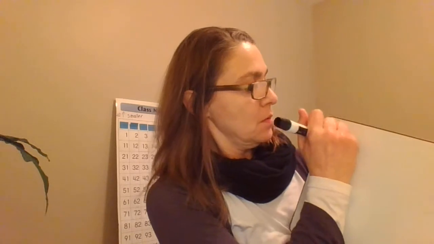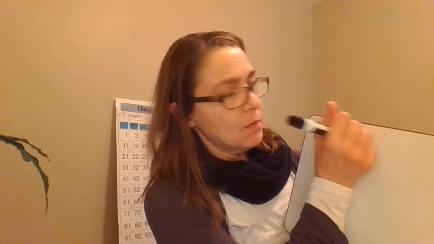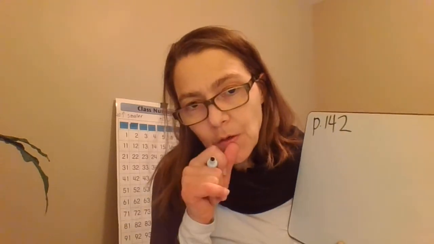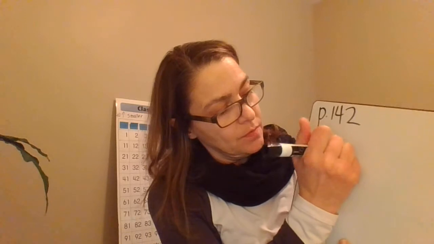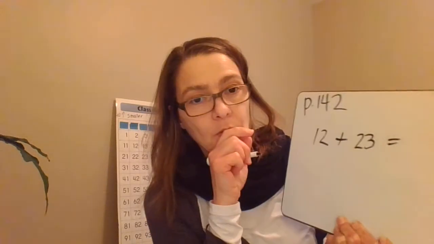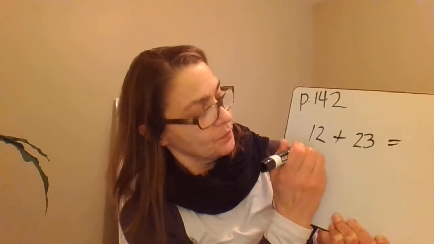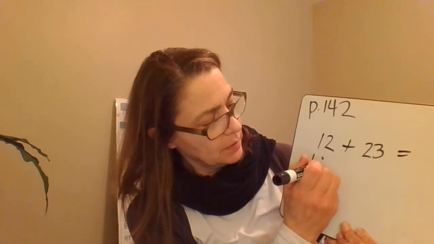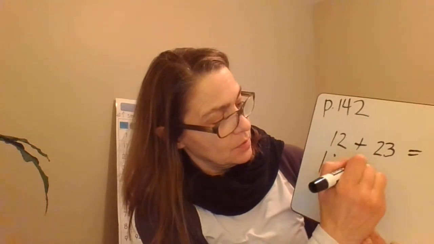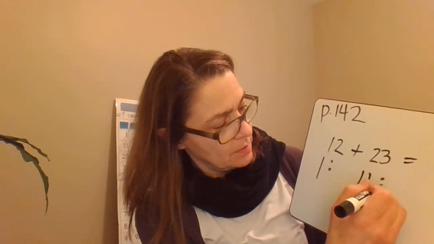So 12, we're on the guided practice. We're still on page 142. And now we're doing the guided practice, and that means we're doing it together. So you can do it on your whiteboard, or you can do it right in your notebook. 12 plus 23 equals. So we can draw 1, 1, 2. So we have a 10 and 2 ones, 2 tens and 3 ones.